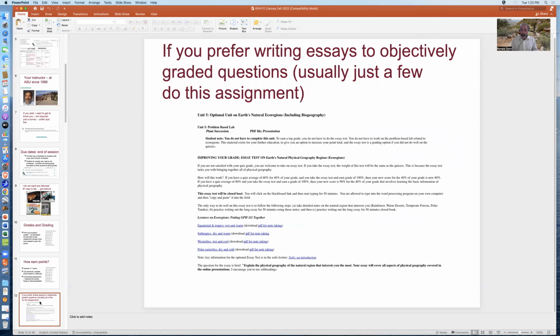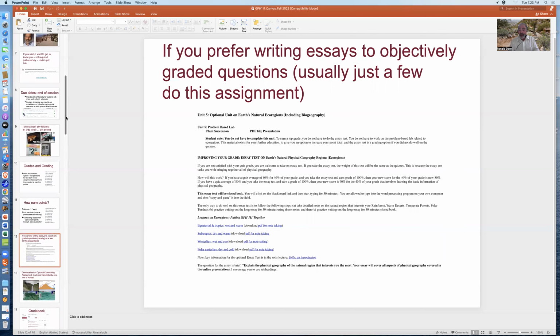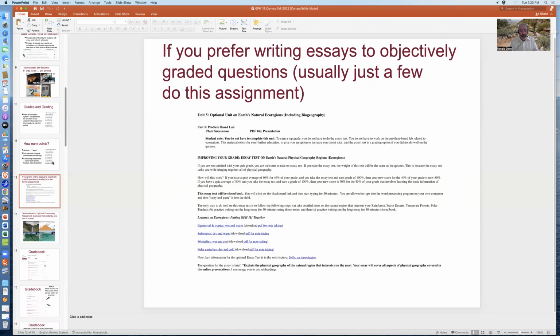The culminating assessments are one of two different types. Some students actually like to write essays. They don't like objective questions. And so I give you the chance to watch lectures on the natural regions of the earth, take notes, and then do a long essay assignment that I explained to you in Canvas. But the idea here is that you are taking copious notes and that you basically give a broad brush of the physical geography of either the rainforest, the deserts, or the tundra. It's optional. You don't have to do it, but many students like to bring the class together that way.